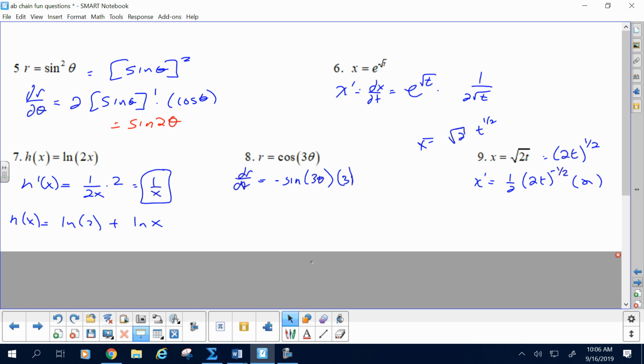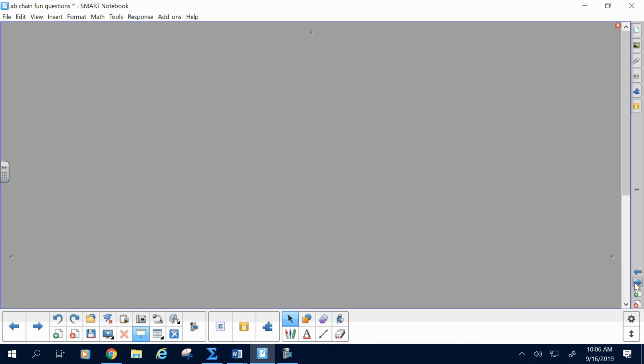Number 8, dr/d theta, or r prime if you like, is negative sine of 3 theta times the derivative of the inside, which is 3. And 9, it's your call. Some people broke this up first. They did a rewrite step and said, I'm going to take it as root 2 and t separately. That's fine. You could leave the 2t inside. Either way, you should get something like this if it was simplified, because there are 2's that go away.